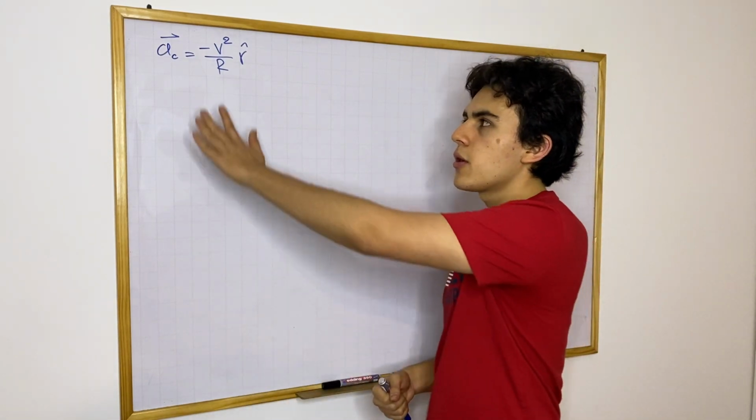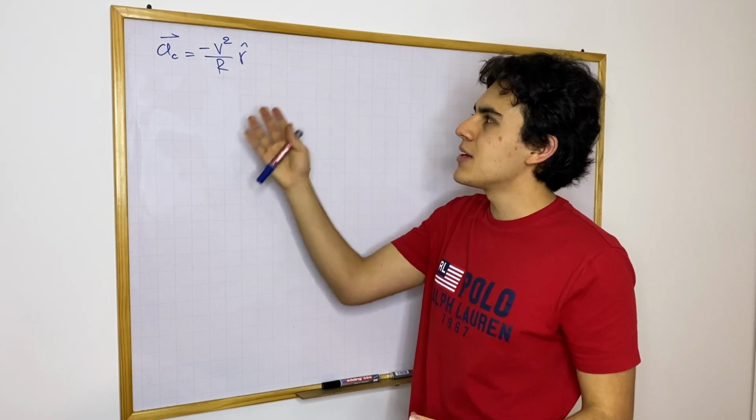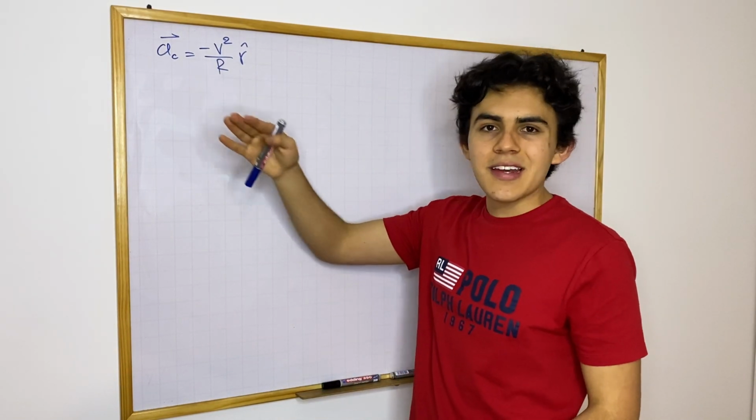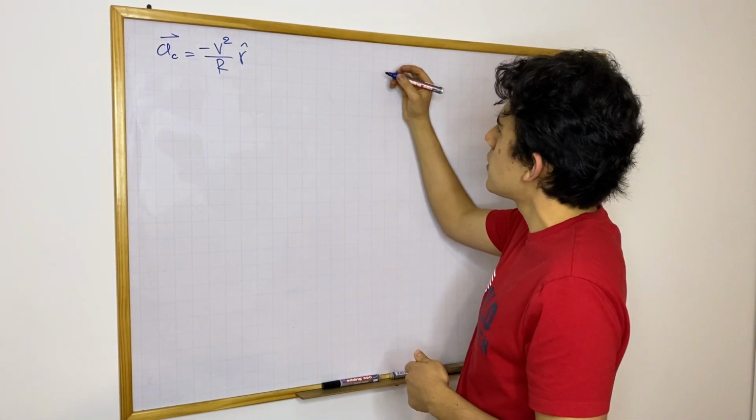So basically, you've probably seen this before. Maybe you've only seen the scalar form, which is that a_c is equal to v squared over r. This is just the vector form, the centripetal acceleration vector, and I should probably do a diagram of what type of setup I'm referring to here.